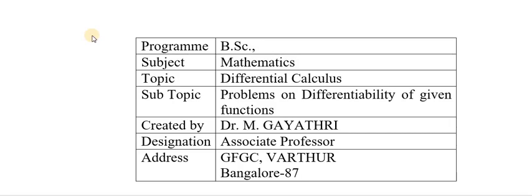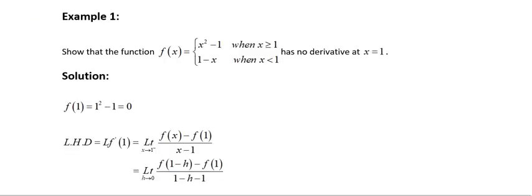Today's topic is problems on differentiability of given functions. First question, show that the function f of x equal to x square minus 1 when x greater than or equal to 1, 1 minus x when x less than 1 has no derivative at x equal to 1.